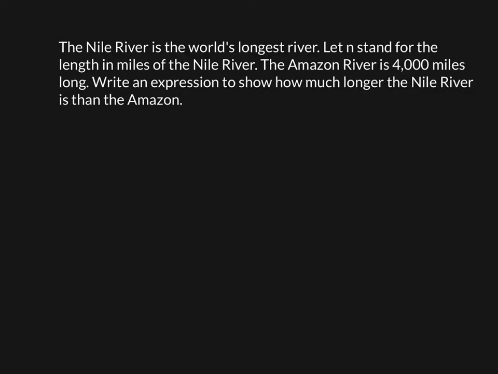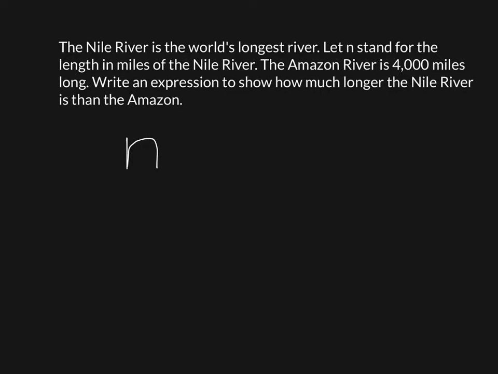So, to find out how much longer, we would need to subtract the length of the Amazon from the length of the Nile, because we know the Nile is the longest. So that would be the first number in our subtraction problem, which is called the minuend. So the first one would be our Nile River, and we don't know how long that is. So it says let N represent the length of the Nile River.